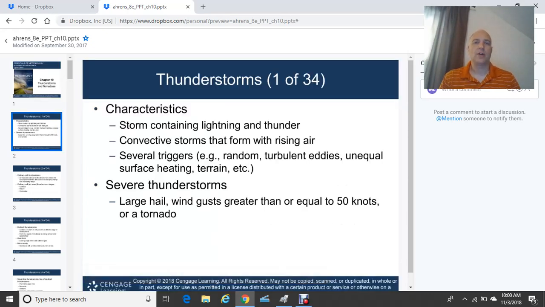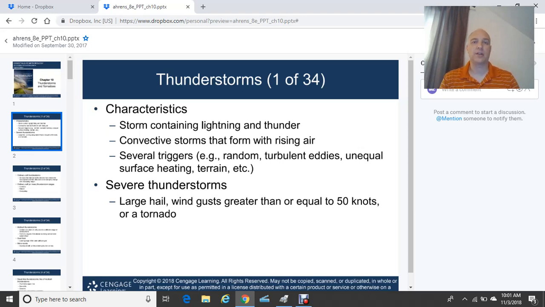All right, so let's take a look at some of the characteristics of thunderstorms first of all. Now, a thunderstorm is technically a storm containing thunder and lightning. They are typically convective storms. Convection meaning the air is rising. As the ground is heated, the air wants to rise. It's more buoyant. It wants to go higher up in the atmosphere. So convective storms form in rising air, usually by a heated surface. That's what typically causes thunderstorms.